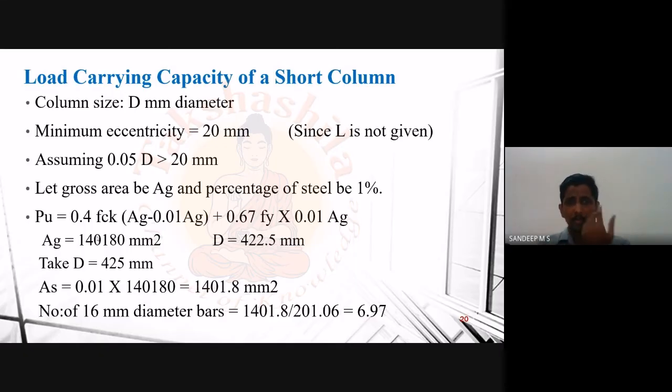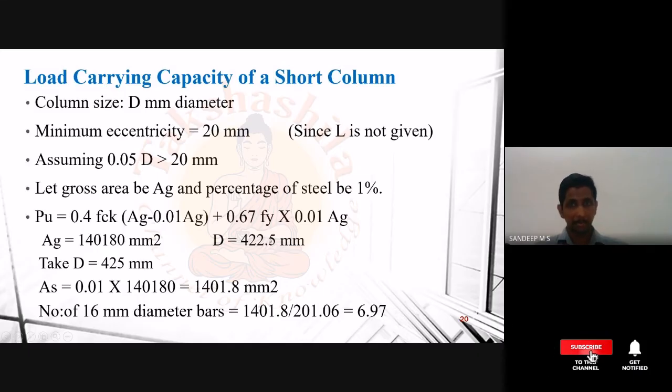Okay. Now, in the question, it is clearly mentioned that we need a circular column. So, what do you have to do? You have to find a diameter so that the net area will be 140180. So, pi by 4 into d square is equal to this value. From that, you can find out the value of diameter. And in this particular case, you will be getting the diameter as 422.5 millimeters. So, this is sufficient to produce this much area.